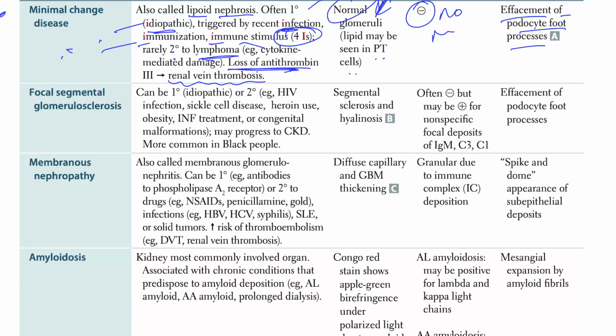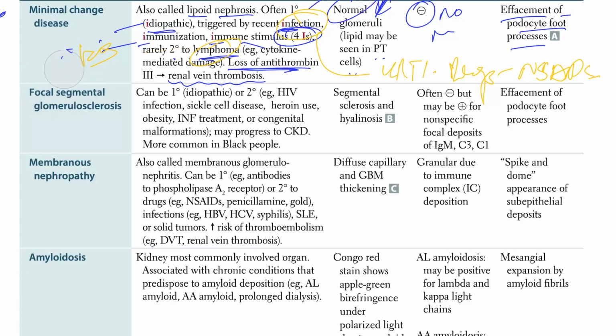So now let's also talk about some important points out of this. Which infections are we talking about? We're talking about any upper respiratory tract infection. For the drugs, we also have to mention the drugs. Drugs can cause it, like NSAIDs can cause it. And which lymphoma? Hodgkin's lymphoma. Okay.